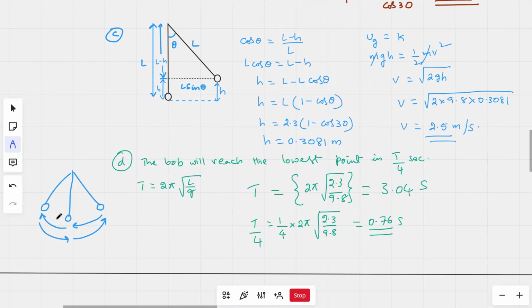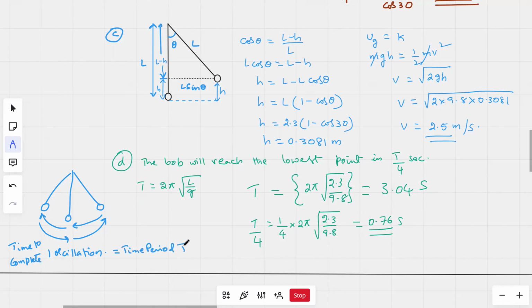The entire journey, 4 parts, 1, 2, 3, 4. All the 4 parts together make one oscillation. The entire journey is called one oscillation. Starting point to end point, and again coming back to the starting point is called one oscillation. And the time taken to complete one full oscillation is equal to the time period.